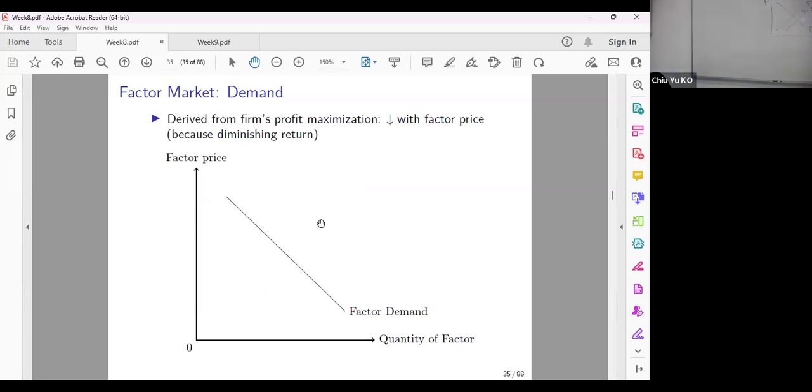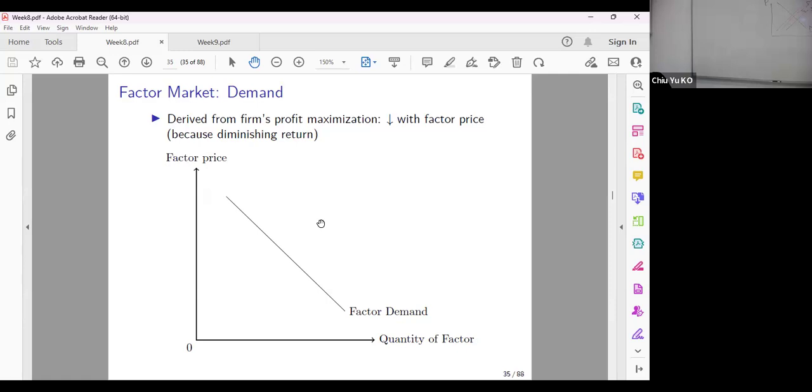The factor demand is going to be like this, downward sloping. You may ask why. The reason is very simple. If the wage is high, you don't want to hire so much labor. If the wage is low, you can hire a lot. And this is exactly what happened. In the 70s and 80s, the wage in China was very low. That's why a lot of labor was hired. Now the wage in China is getting higher and higher, and much less labor is being used.